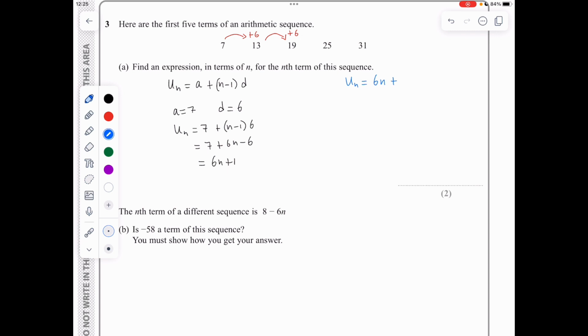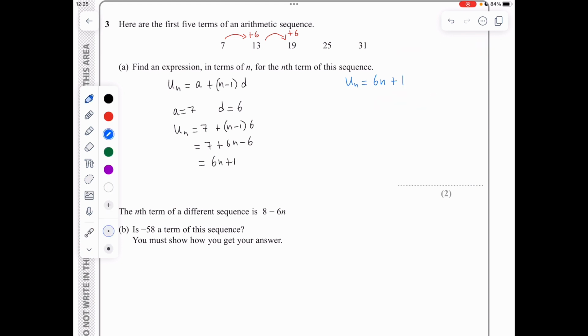We need to make sure that we set off at 7. So when I plug in n is 1, I should be getting that u1 is 7. At the moment, u1 is 6 times 1, which is a 6. And I need to add a 1 to make sure that I get 7. So that's going to be plus 1.